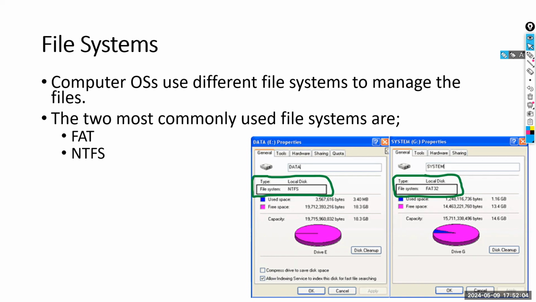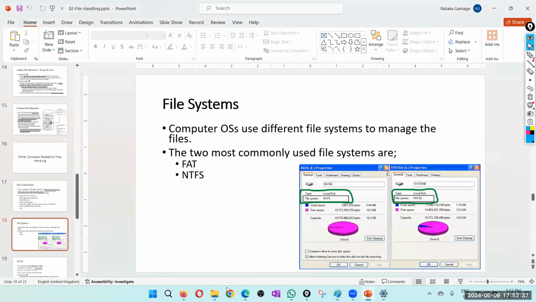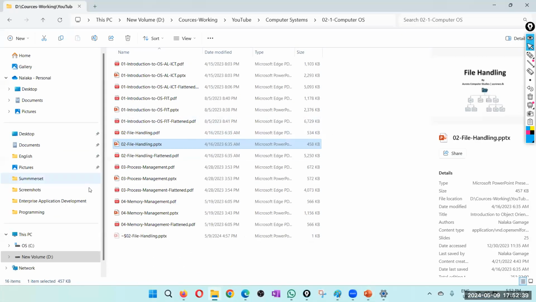FAT or NTFS has nothing to do with the hardware. Remember, when you take a disk or something, we format it. Once you format it only, it is usable. So when you format, we decide whether we format using FAT format or NTFS format. At any time, you can reformat into a different file system format. But for Windows, at least your system drive defaults to NTFS, because NTFS is the Windows preferred approach, right?